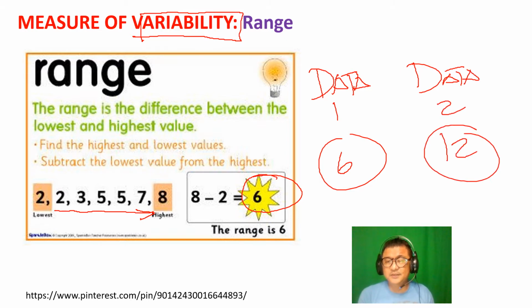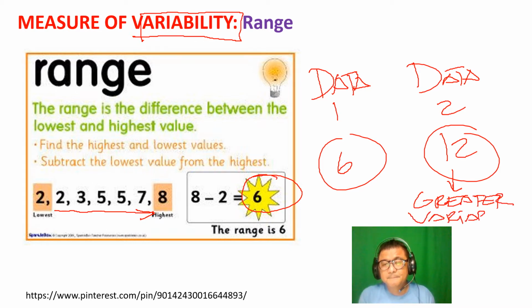So what does it mean? Which is more spread out? Which is more varied? Obviously, the bigger the number, the greater the variability. The numbers are spread out from each other. This one is just 6 values. All right? Okay, we got that.